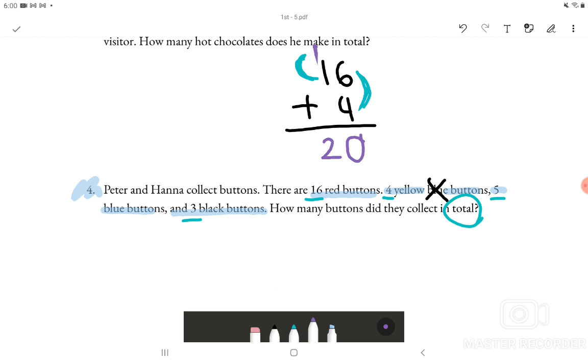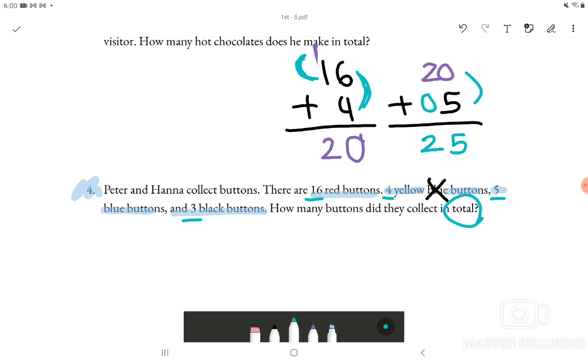Now we have done red and yellow buttons. We would have to add the 5 blue buttons to this 20. So 20 plus 5. Start by adding the 0 and 5 together, which is just 5. And since there's nothing in front of 5, it's just 2 plus 0, which is equal to 2.